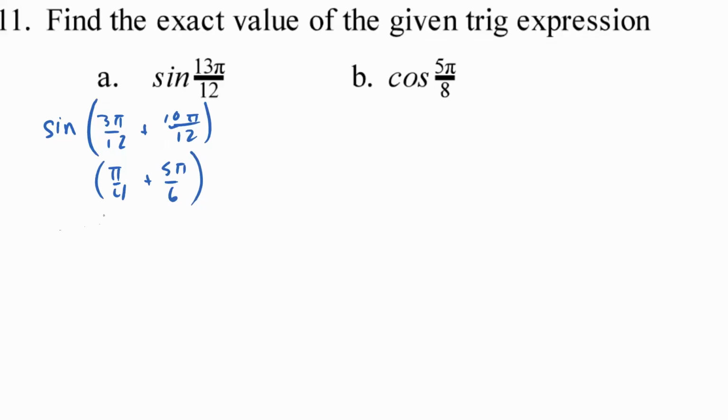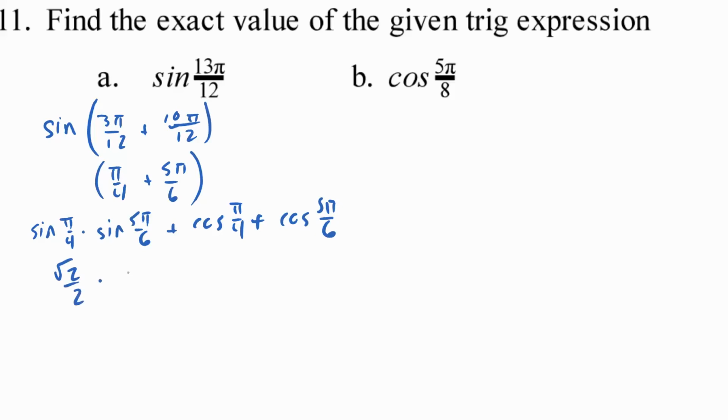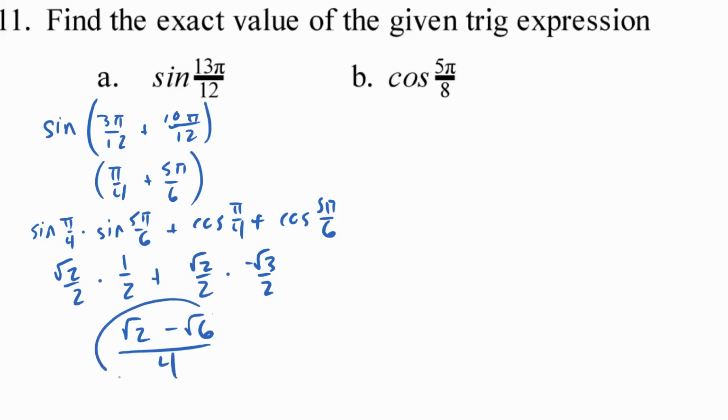So it's going to be the sine of pi over 4 times the cosine of 5 pi over 6, plus the cosine of pi over 4 times the sine of 5 pi over 6. We've got the square root of 2 over 2 times 1/2, plus root 2 over 2 times negative root 3 over 2. So our final answer should be root 2 minus root 6 over 4. Perfect.